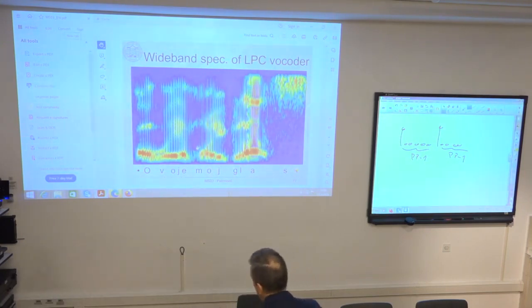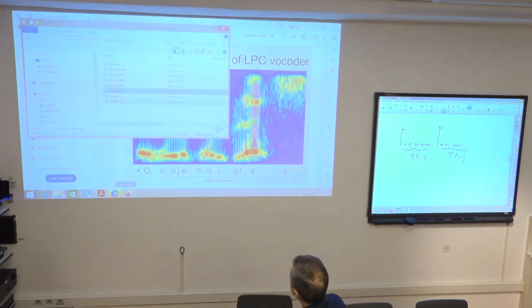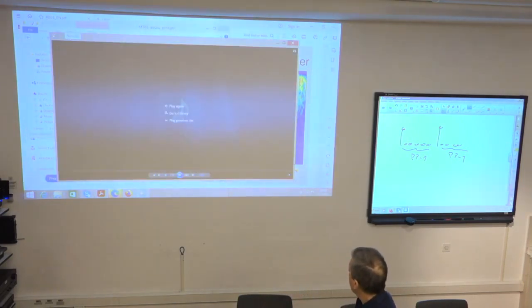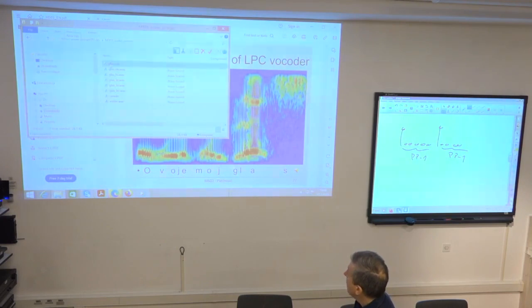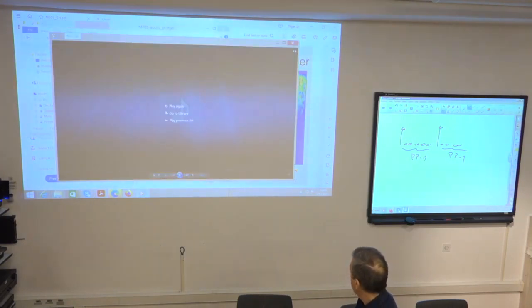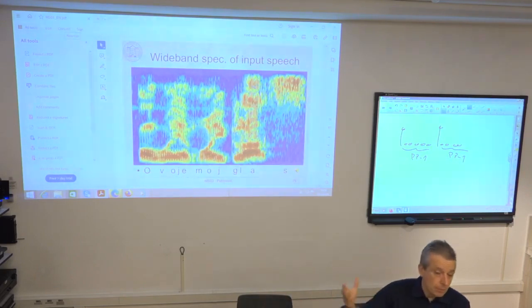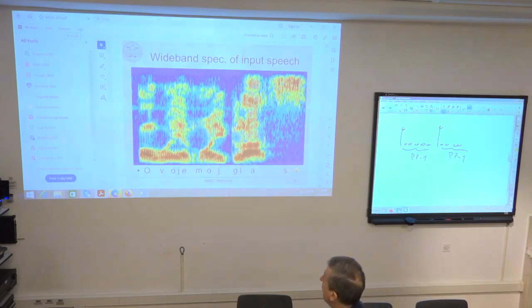So this second example, this glas, "Ovo je moj glas," has this wideband spectrogram. On the other hand, the original sound was this glas, "Ovo je moj glas," and its spectrogram is this one. So you can see that these spectrograms are, let's say, not exactly equal, but similar, and they also sound similar. So both sentences sound similar, input and output.